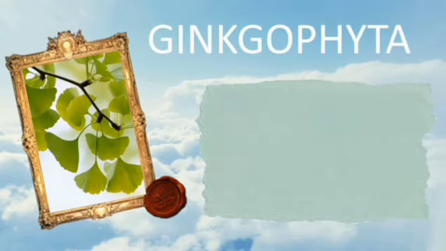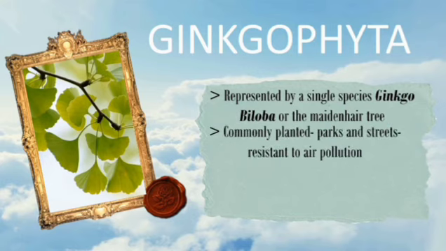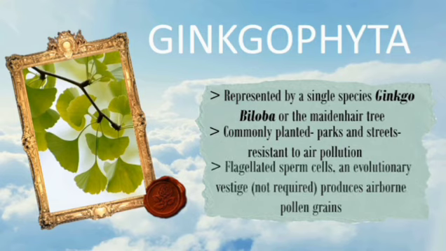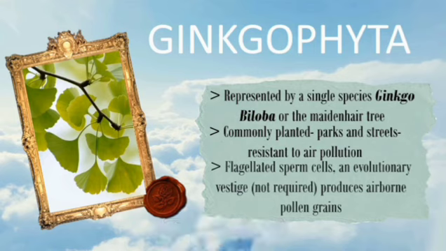The next classification of gymnosperm is Ginkgophyta. Ginkgophyta is represented by a single species, that is Ginkgo biloba, also known as the maidenhair tree. Ginkgo is commonly planted in parks and along city streets because it is resistant to air pollution. Ginkgophyta has flagellated sperm cells, an evolutionary vestige that is not required because ginkgo produces a bound pollen grain.